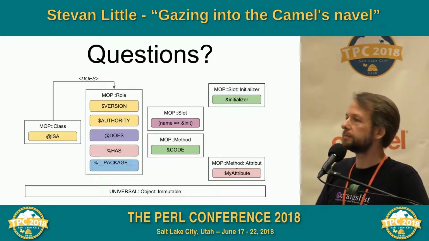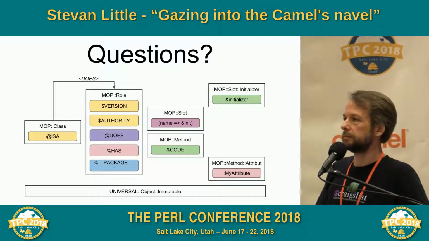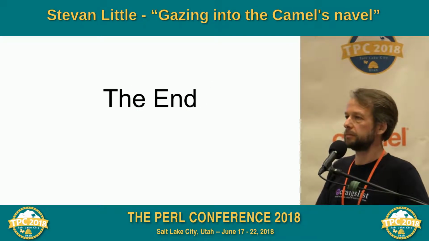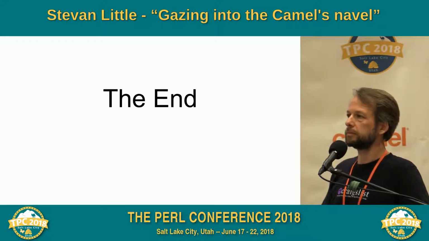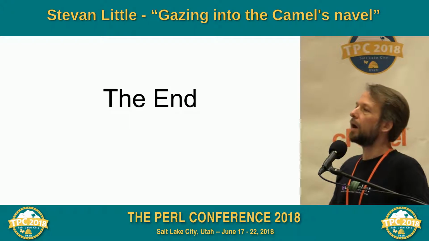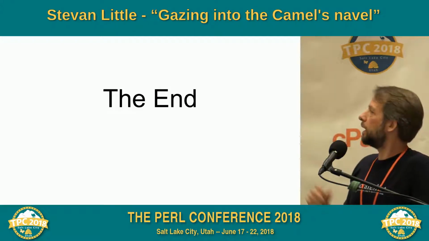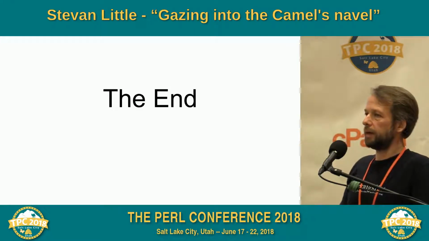Henry? You mentioned that you wrote all this to be lazy. Does that mean that we have lazy instantiation of attributes, or I guess slots now? Is that now all working? Because I know that was an issue with Moose. No. When I say lazy, I mean you.